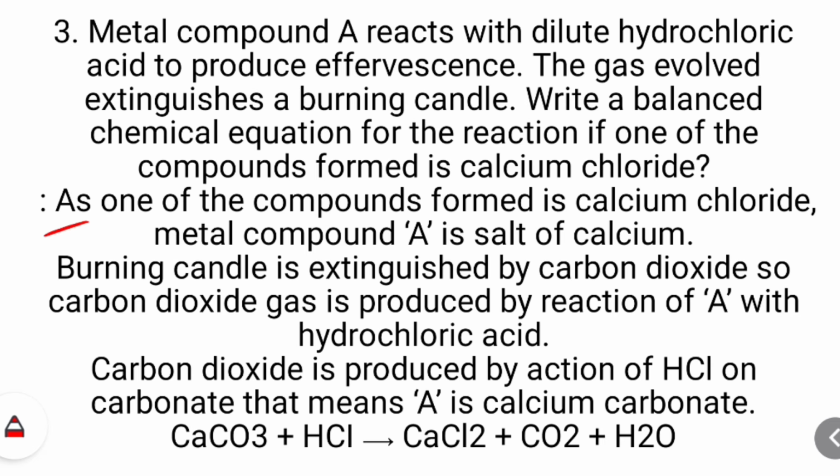Answer: as one of the compounds formed is calcium chloride, compound A is a salt of calcium. A burning candle is extinguished by carbon dioxide, so carbon dioxide gas is produced by the reaction of A with hydrochloric acid. Carbon dioxide is produced by the action of hydrochloric acid on carbonate, that means A is calcium carbonate. The equation is given.